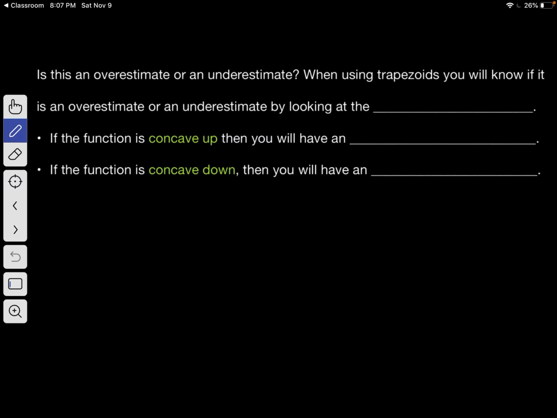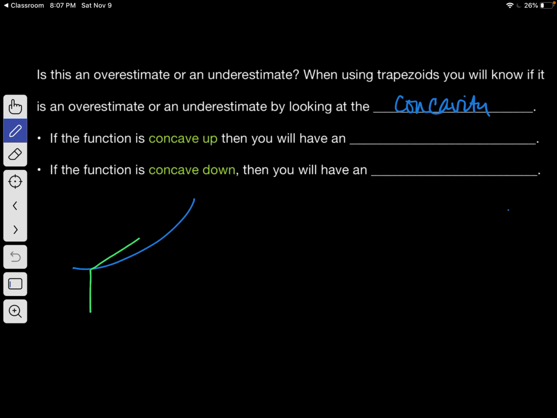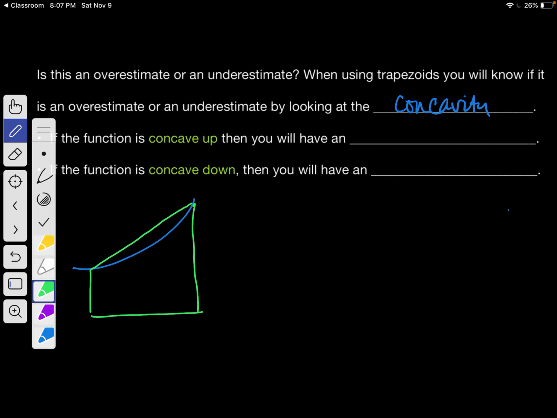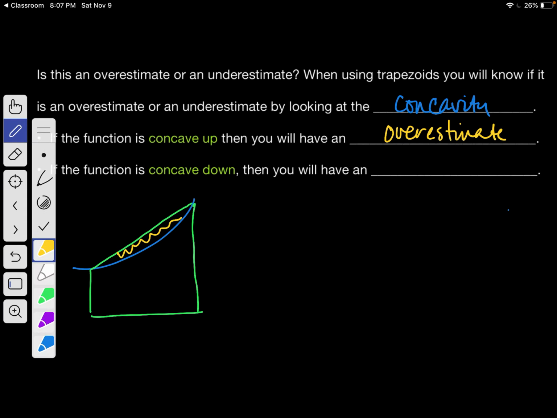So is this an overestimate or an underestimate? When using trapezoids, you know it's an overestimate or underestimate by looking at the concavity of the curve. Okay, so if the function is concave up, then if we were to draw a trapezoid, and I'm drawing a very big trapezoid, we can see that all of this area is an overestimate because we've got extra area there.